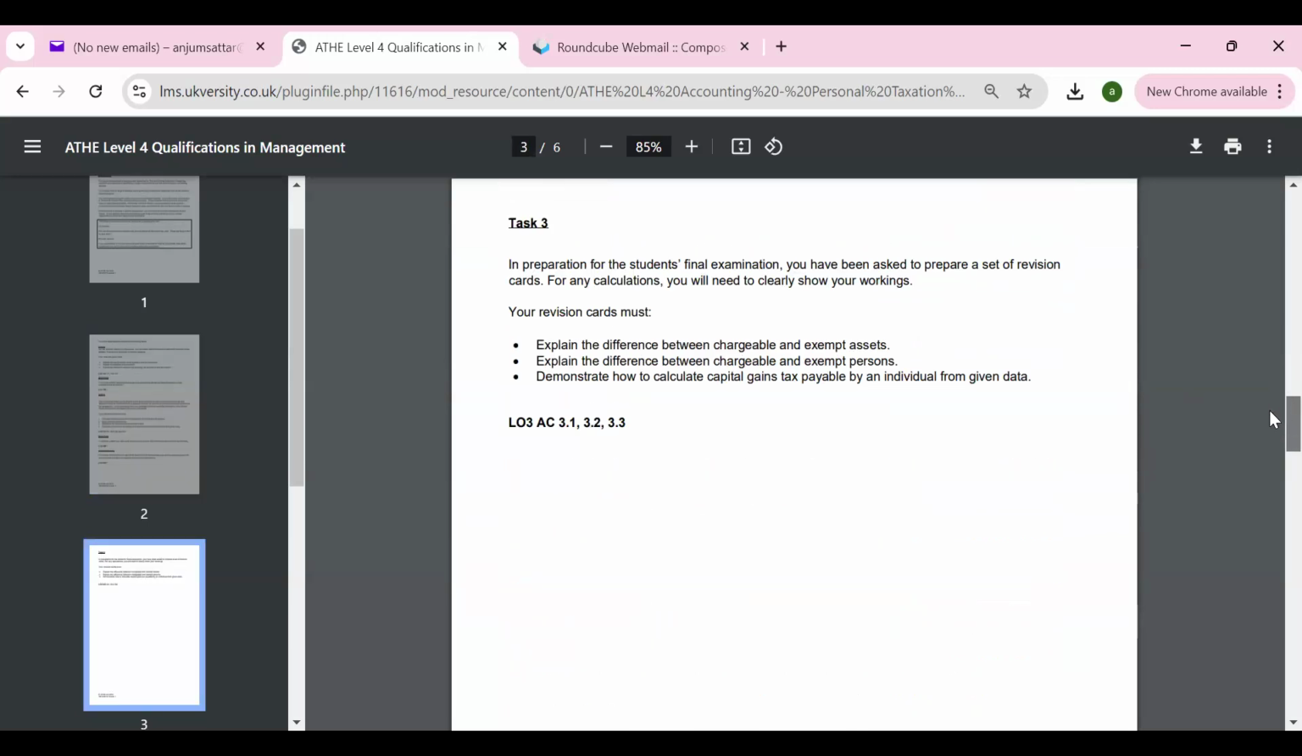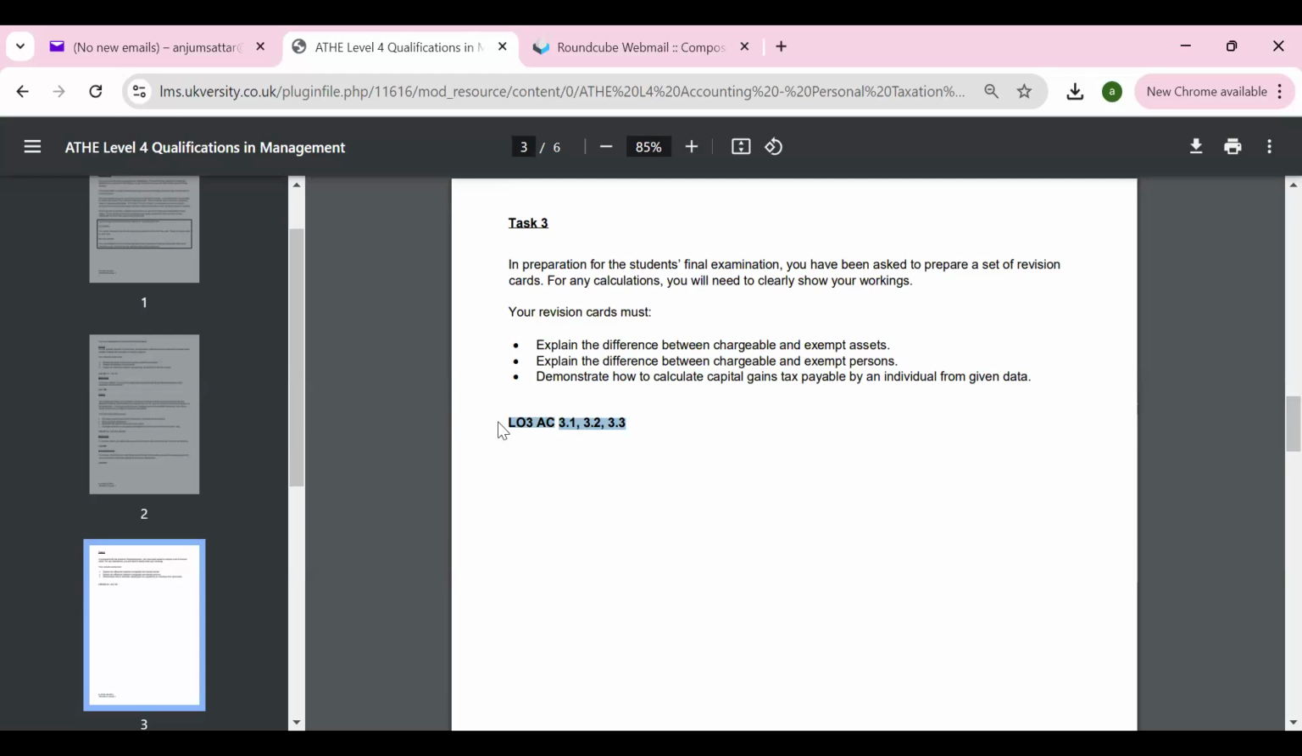Okay, so in preparation for the student final examination, you've been asked to prepare a set of revision cards. A revision card is a card with a question on one side and the answer on the other, or you can just write out the question and answer, which is absolutely fine. So explain the difference between chargeable and exempt assets. Those are the chargeable ones, like we discussed about chattels, horses, and various other examples, which is our lesson 4. So please look at the lecture 4 slides. That will help you as well.